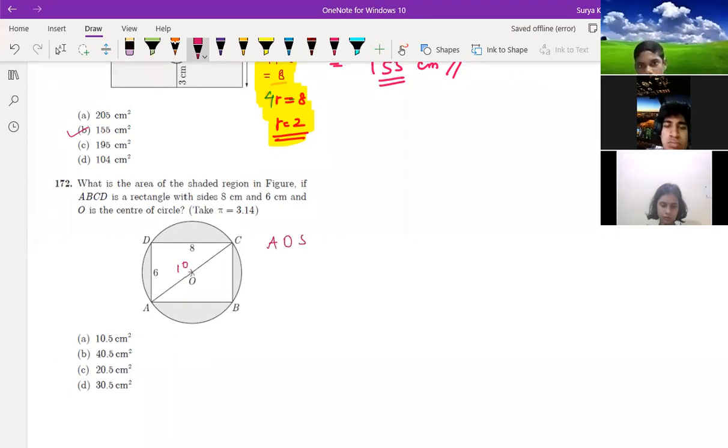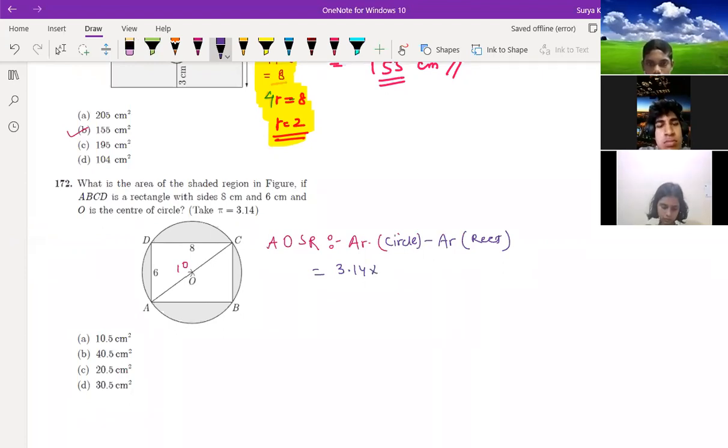So area of shaded region, AOSR, is equal to area of circle minus area of rectangle. So area of circle, you know, pi r square, pi is 3.14. What is the radius of the circle? 5 into 5, minus area of rectangle, that is 6 into 8. You can solve this and get the answer.